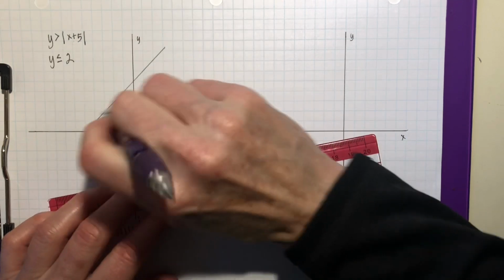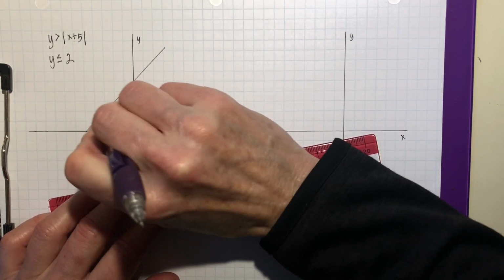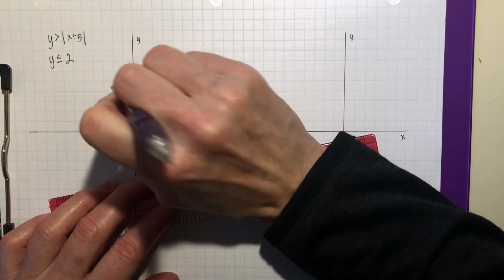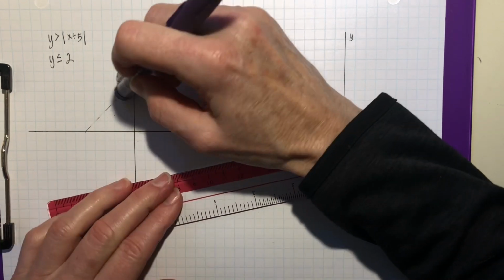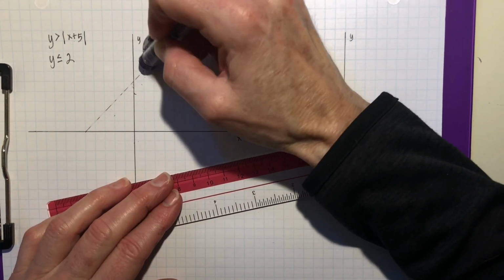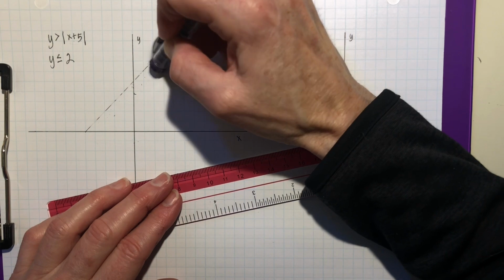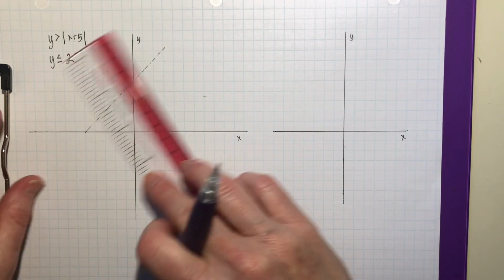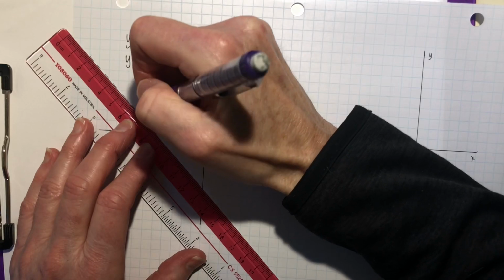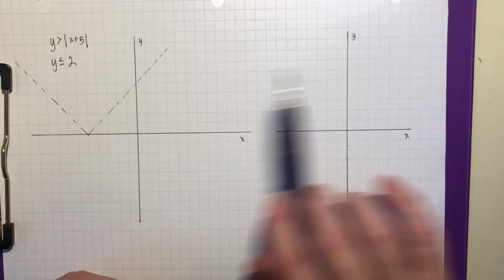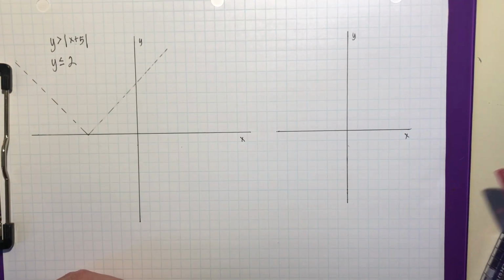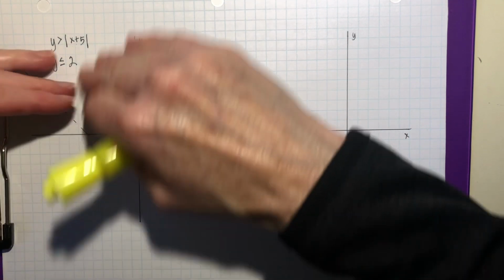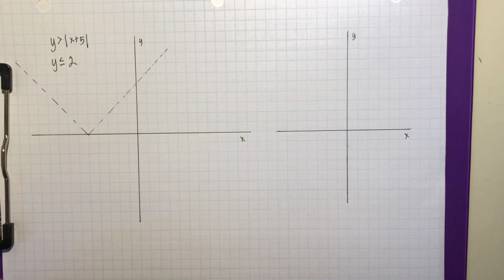Oh, and actually now I remember I need to make this a dashed line because it's just greater than. So let me just fix that up, clean that up a little bit. And then, of course, we go to do this side. So where do we shade? We always have to shade when we have these inequality graphs. Well, we are going to shade this above our graph. You know, everything that's greater than this.